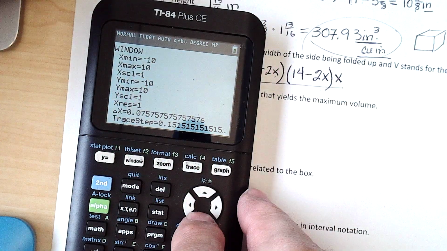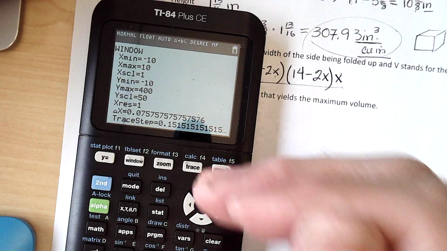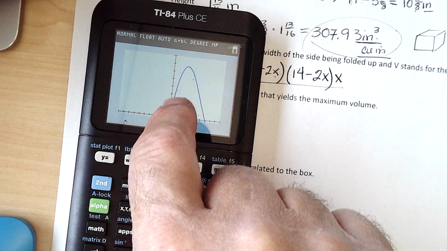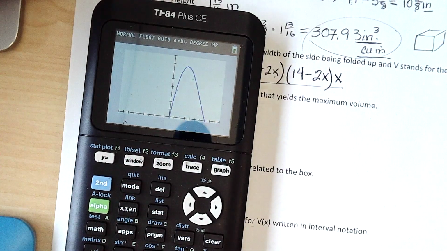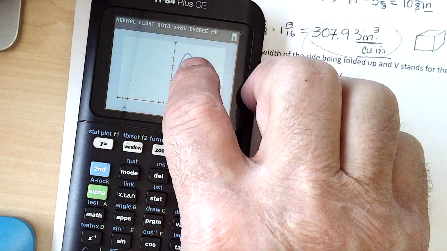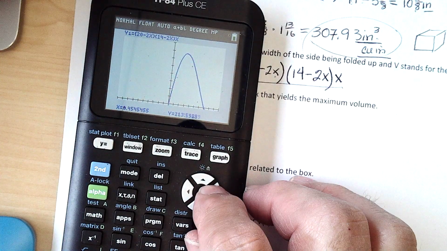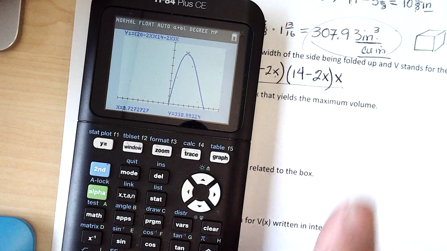So I might want to make the maximum volume be 400, and maybe marking every 50. 50, 100, 150, 200, graph. So now it's 50, 100, 150, 200, 250, 300. It's a little less than 350, it looks like. And I want to know what that maximum height is. Now you can use trace, but it won't give it to you exactly. It gives you pretty close, 388.